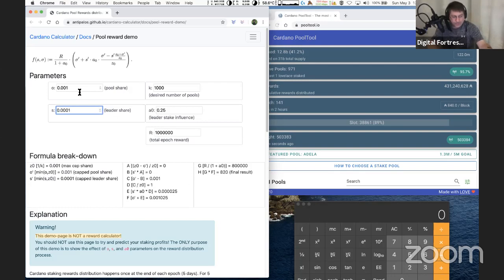So for the first numbers I have of 0.1, I came up with these for a reason. I got some numbers in here, and it poops out the 820. What I need to figure out first is, what is this R value? This is the total rewards per epoch.